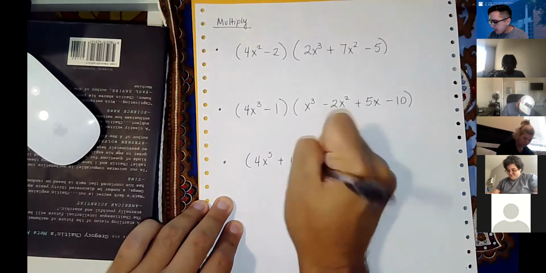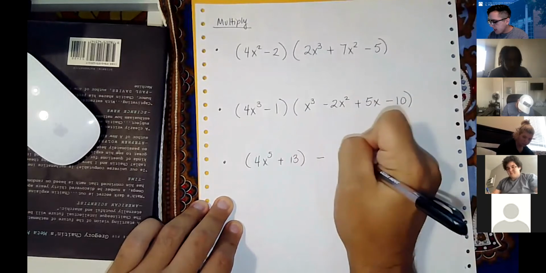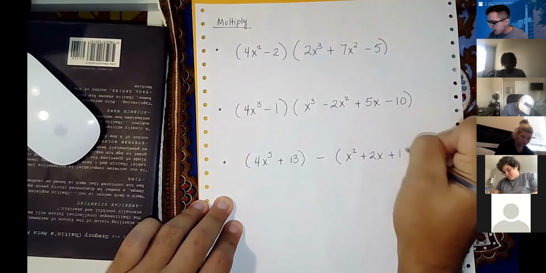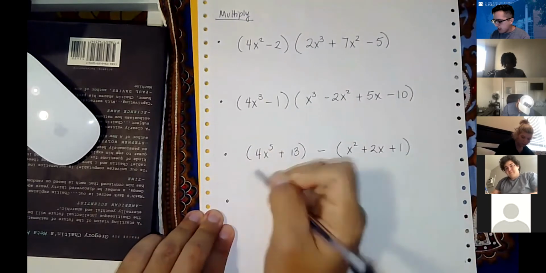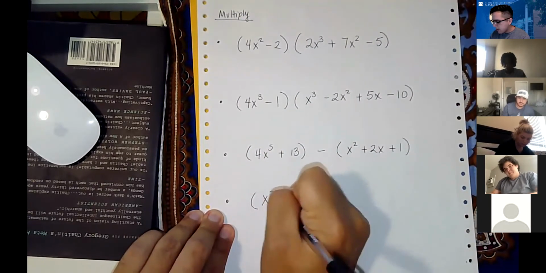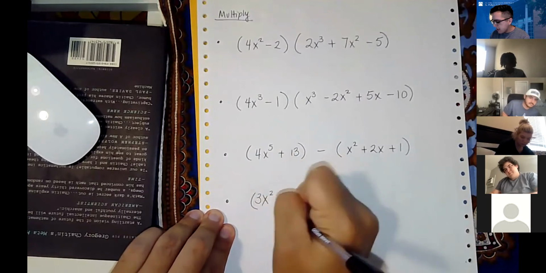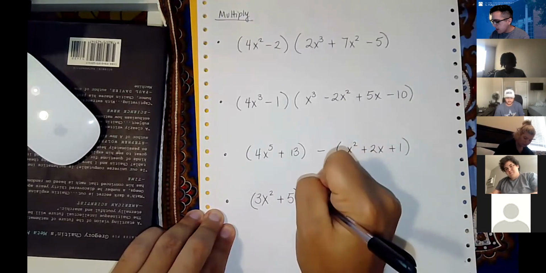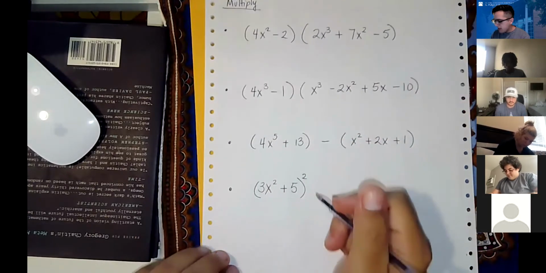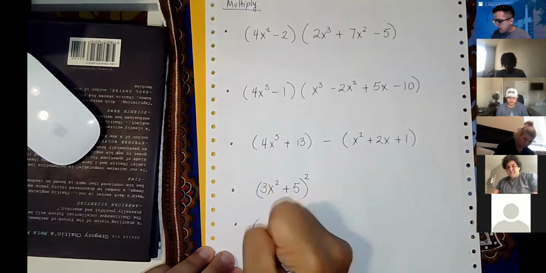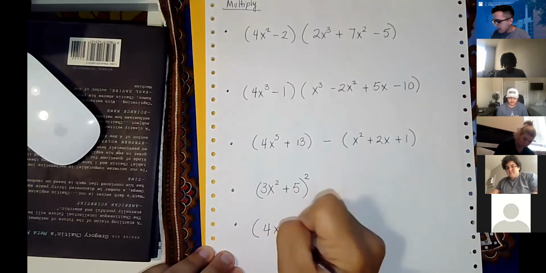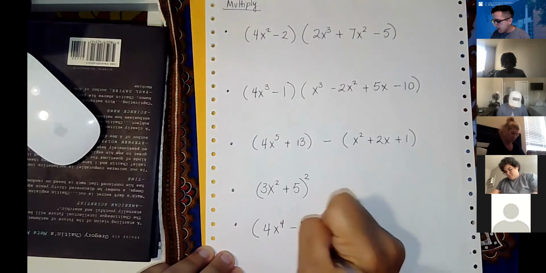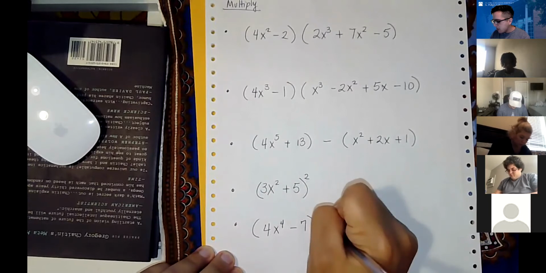Plus 13 minus x squared plus 2x plus 1. And then I'll give you some challenging ones like 3x squared plus 5, and then I want you to square that. And then I want you to do 4x to the fourth power minus 7. I want you to cube that.